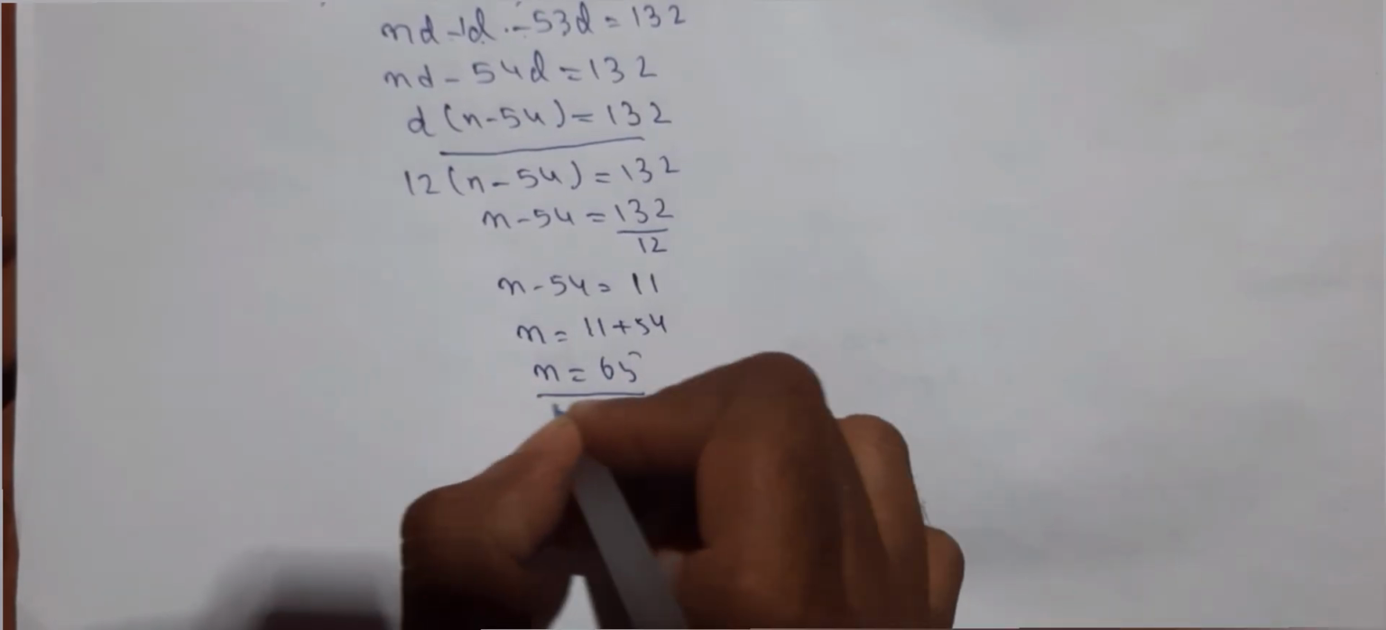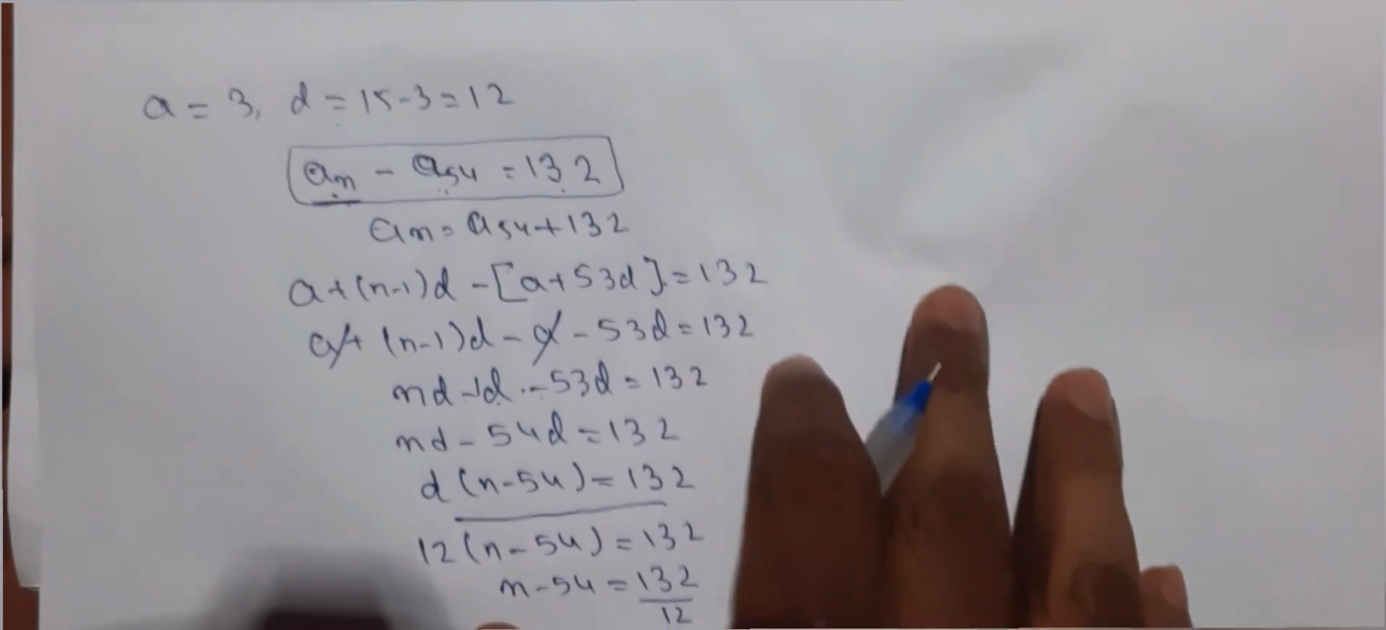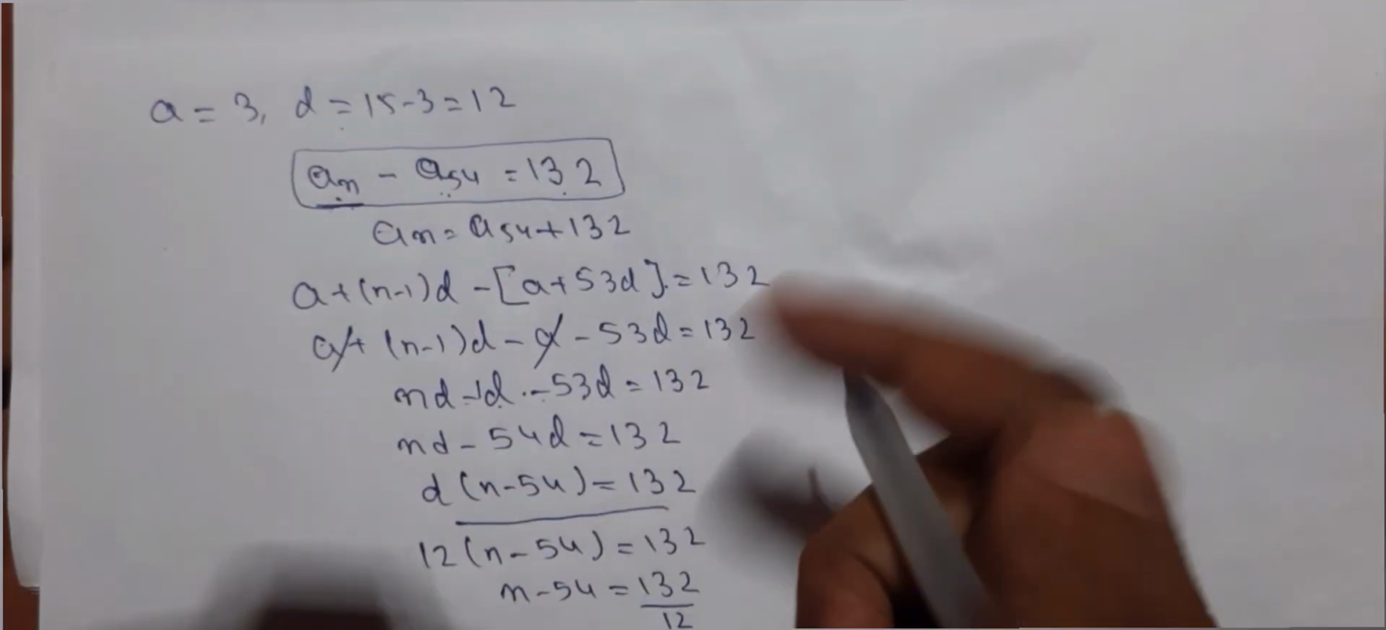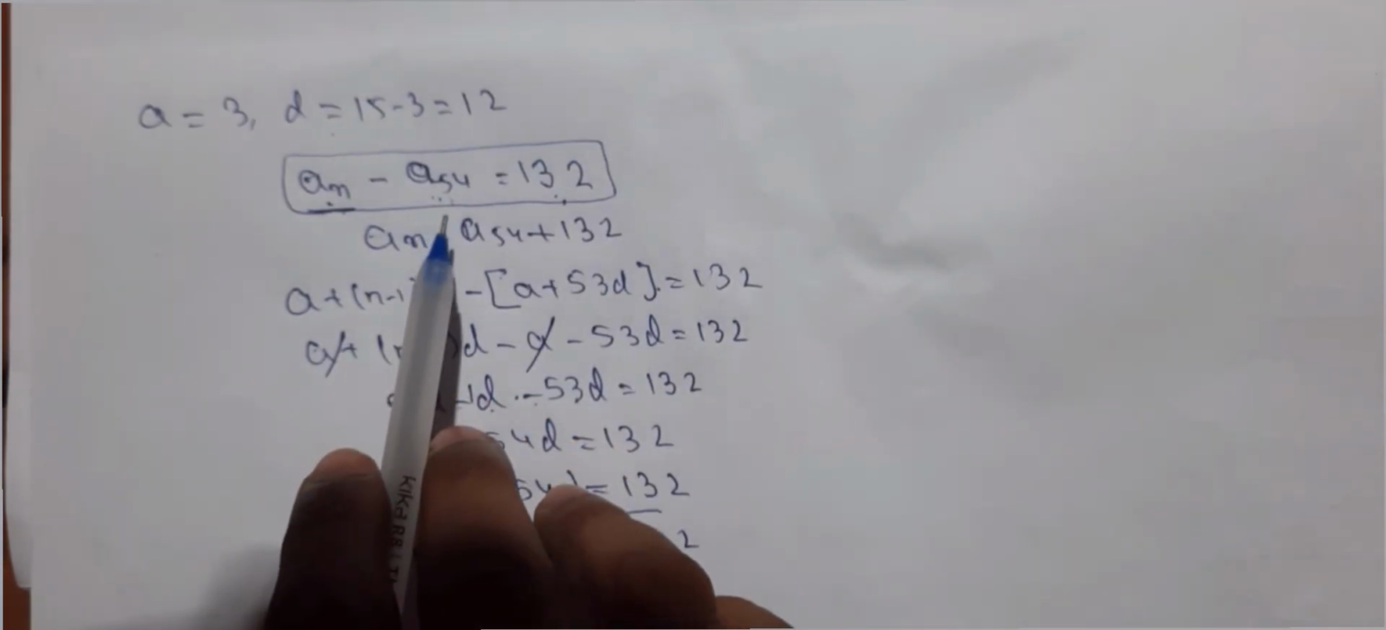65. So the value which is lying at the 65th place is greater than the value which is lying at the 54th place. How much is it greater? 132. Understood? You should subtract; that is 132 greater. This is the equation they're trying to say.